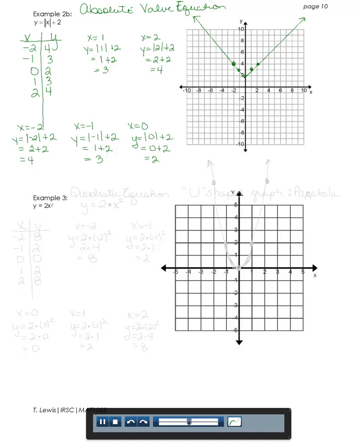Now, whenever you have a power of 2, the highest degree in the equation is 2, it's called a quadratic equation. Quadratic equation. Here's our table, X and Y.